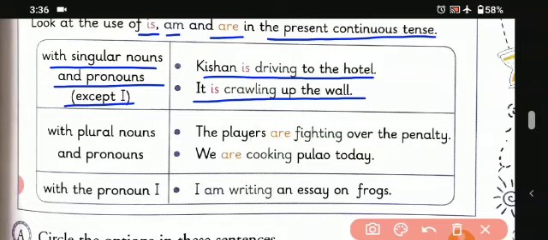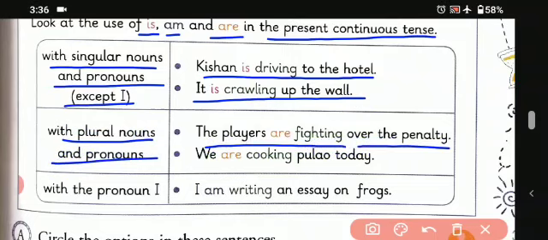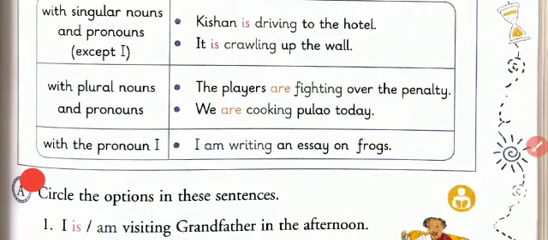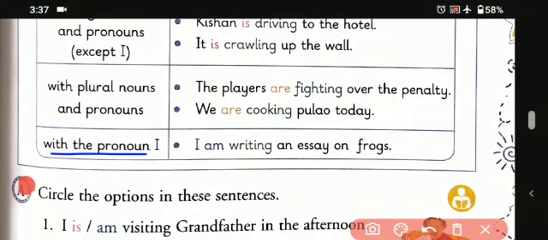Now the plural ones, plural pronouns and plural nouns. In this we will be using are. The players are fighting over the penalty. We are cooking pulao today. So in this we are using plural words. Okay. And there is another one, that is with the pronoun I. Now we will be using am. I am writing an essay on frogs. So in this we are using am, only with I.